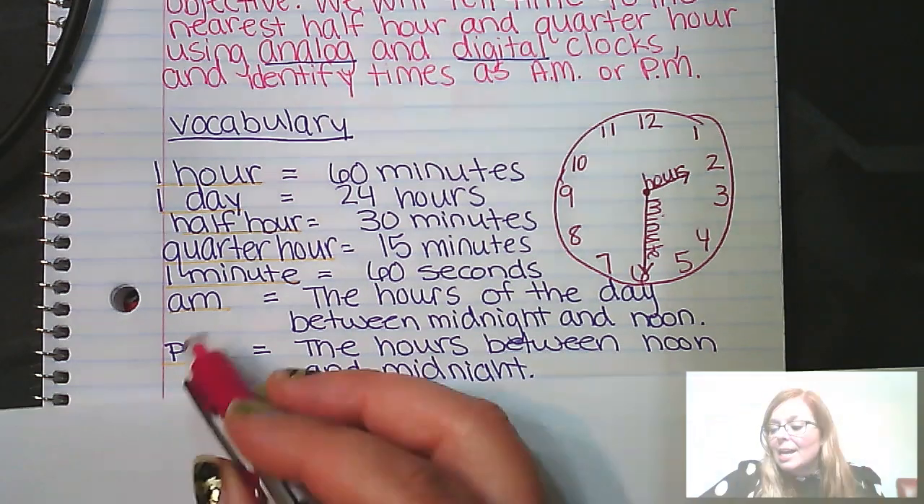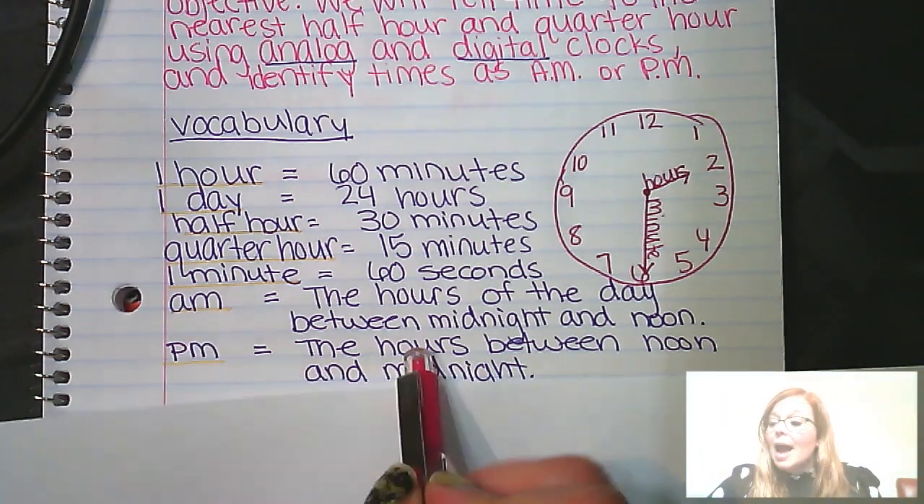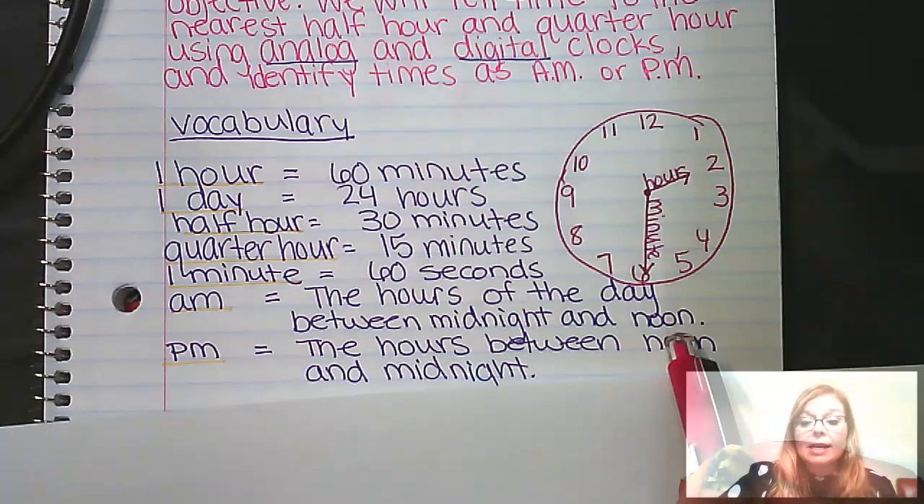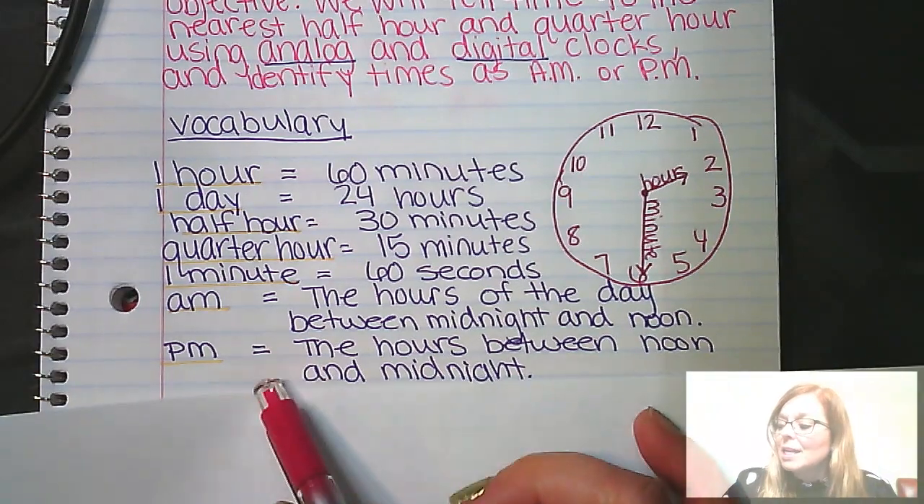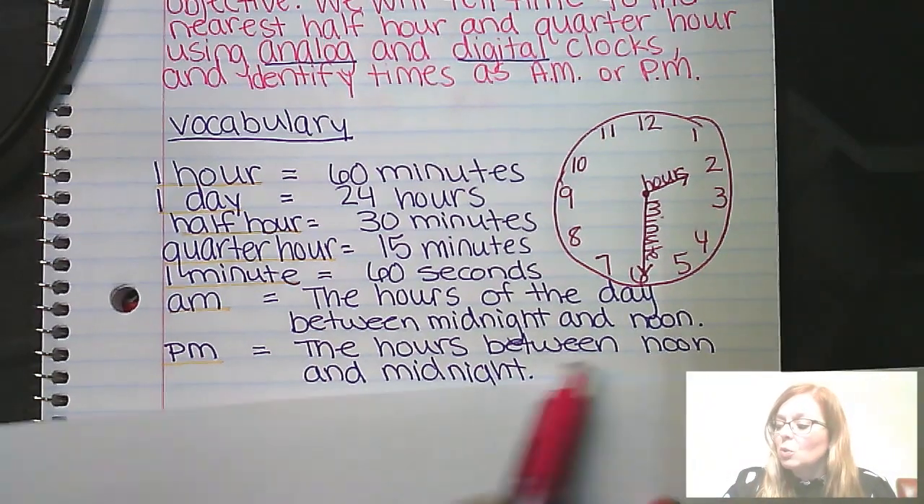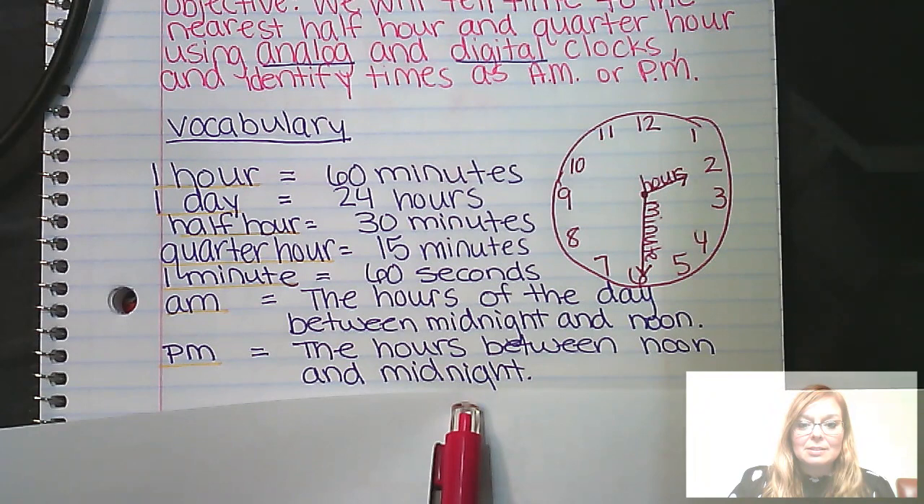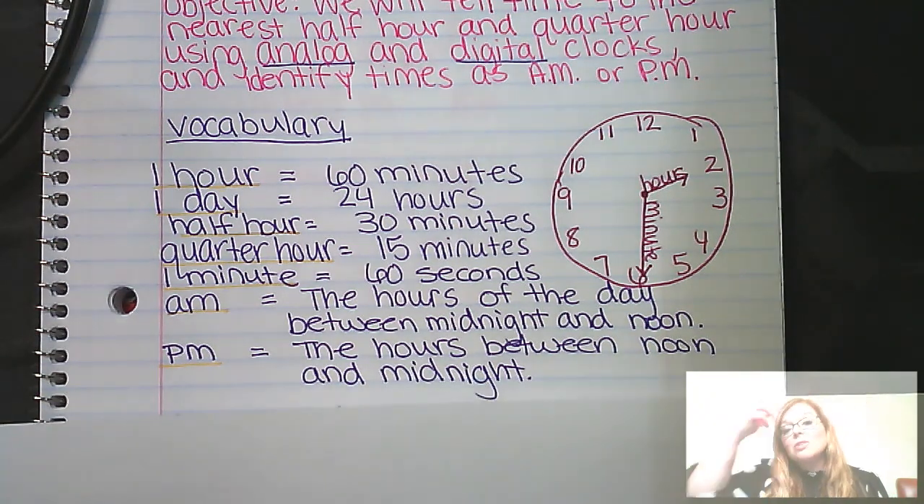And then AM is the hours between midnight and noon. So that's the time that you are sleeping during midnight. And PM is the hours between noon and midnight. All right, so that is our vocabulary. I know there is a lot.